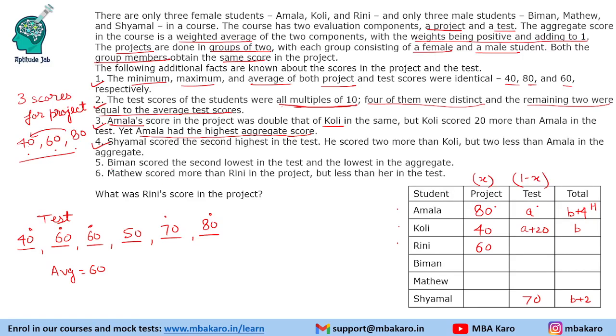Next says Biman scored the second lowest in the test and the lowest in aggregate. Second lowest in the test. So we have put 70 here.